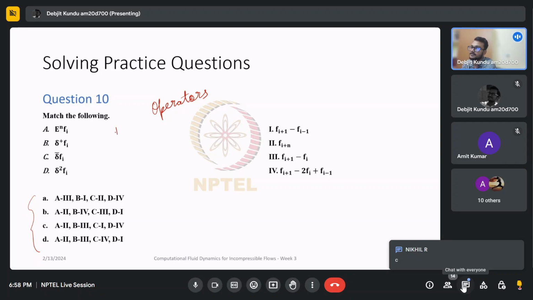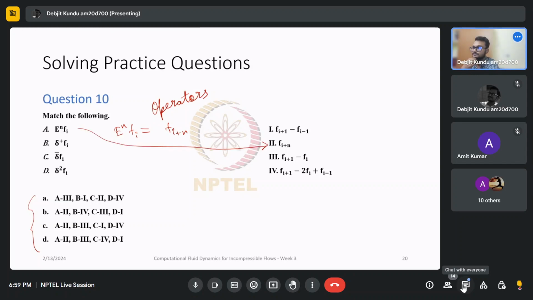The first operator, E^n, is basically the displacement operator, which just displaces phi_i to phi_(i+n). So this basically means phi_(i+n). Not an arrow, I'll simply use an equal to sign because that's what it means. Which one is this? Option 2. So A should be 2. Now this one, delta plus phi_i. Delta plus is the forward difference operator. So delta plus phi_i means phi_(i+1) minus phi_i. Which one is that? It is option 3. So B is 3.